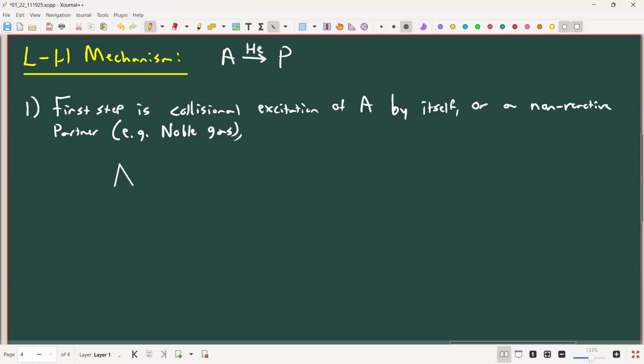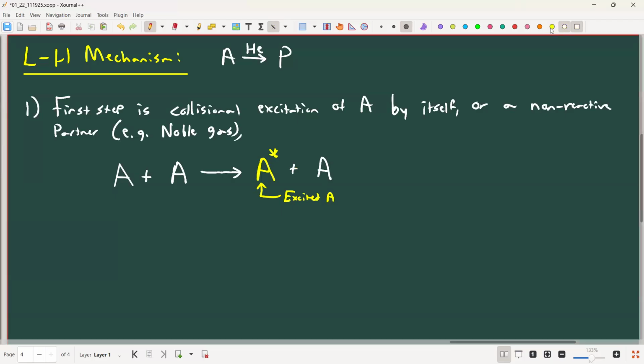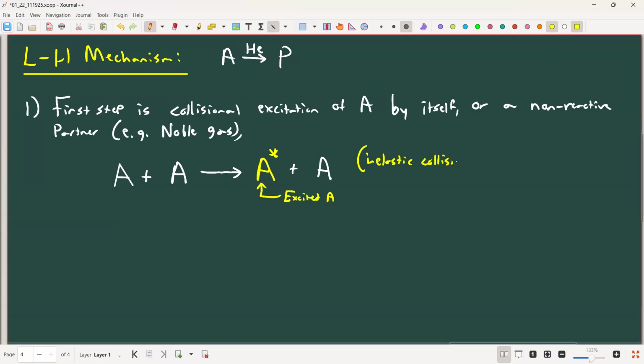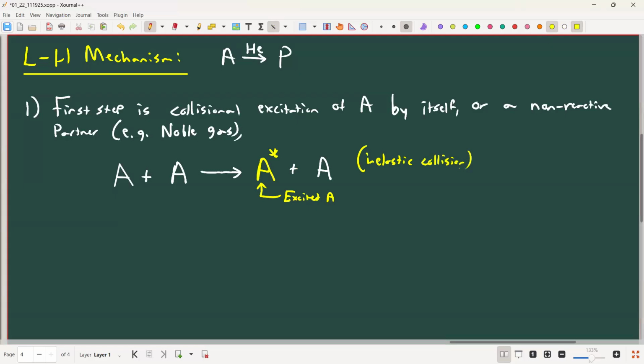And what he claims is that you take, let's just say, 2 molecules of A, and they collide with each other and they exchange energy. And you create an excited A, which I'll call A star. This is our excited A. And the other A molecule loses some of that energy, right? This is what we call an inelastic collision, right? Some energy transfer from a collision, inelastic. And what is the kinetics of this?